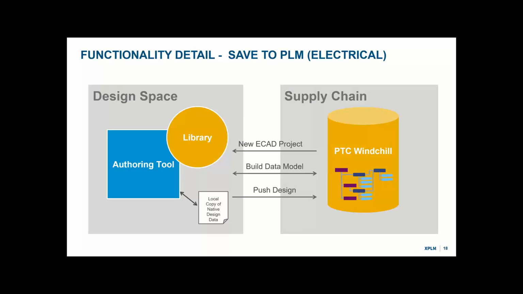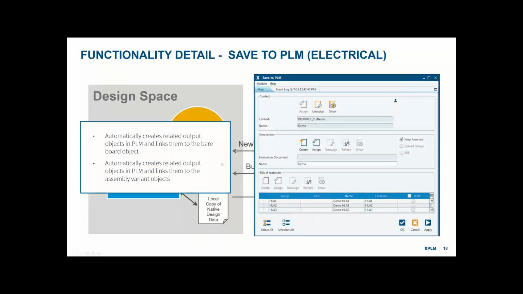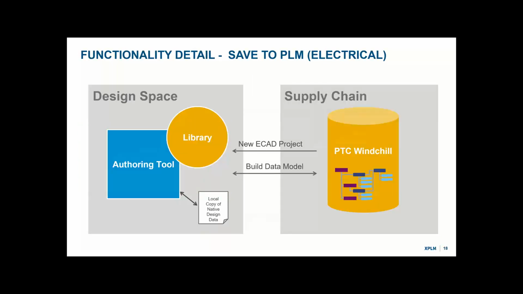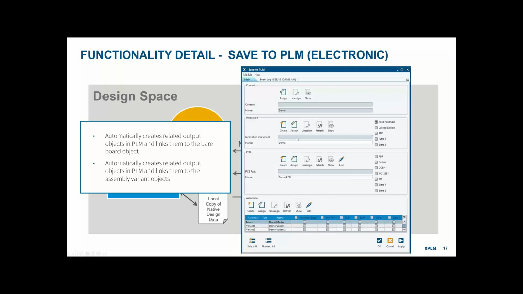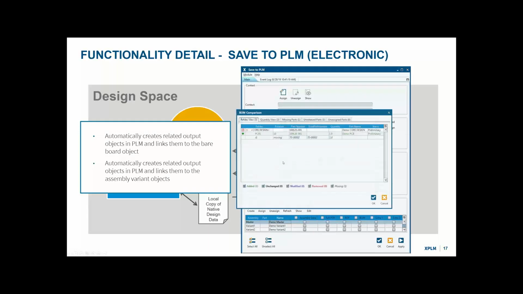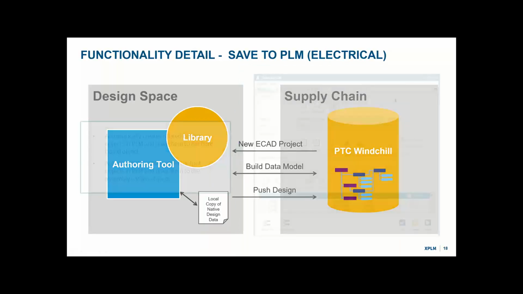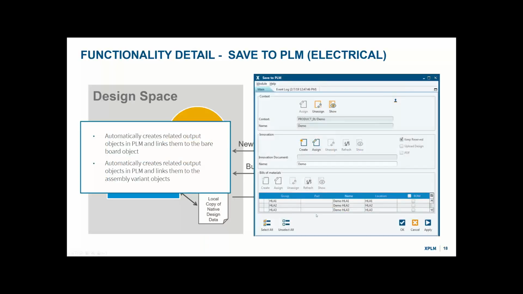All right, so now you've saved your design to PLM. So you're looking at the save dialog, and now this is on the electrical side. The electrical side dialog is a little bit different. We've switched from electronic, which was this one, to electrical, which is those wire harness tools. It's very similar, but there are some slight differences.